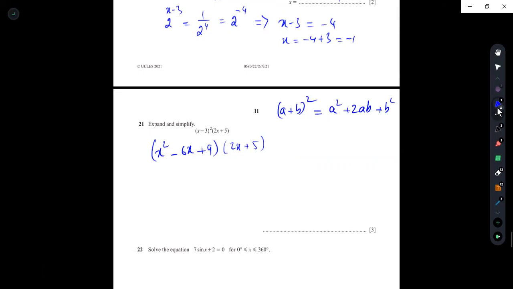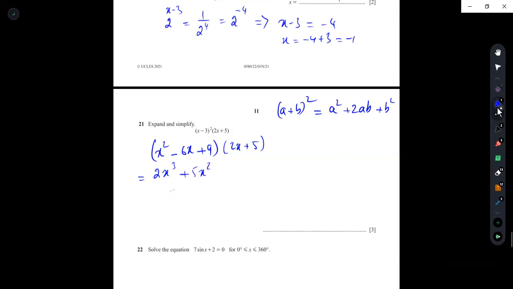If I start from here, x squared will be multiplied here, x squared will be multiplied here. Then the second term multiplied here, the second term multiplied here, the third term multiplied here, the third term multiplied here. So we will get x squared times 2x, 2x cubed. Let me first multiply x squared with both of the terms. So x squared times 2x is this. X squared times 5 is 5x squared. So I have multiplied x squared with both of the terms.